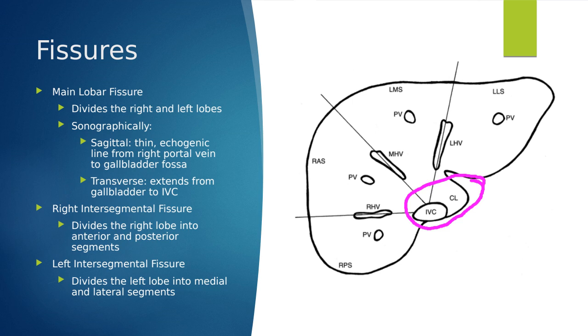Again, bear with me, we're almost at the vascular supply. In transverse, we can also still see it extending from the gallbladder to the IVC. And then a little bit less, not less important, but a little less obvious, we can't really see them on ultrasound, are going to be those right and left intersegmental fissures, like we talked about in terms of dividing the left lobe into medial and lateral segments and the right lobe into anterior and posterior segments.